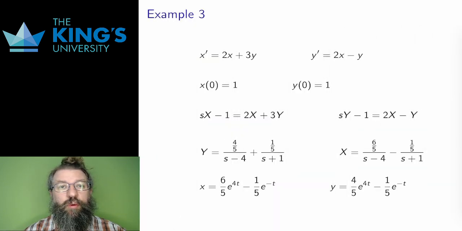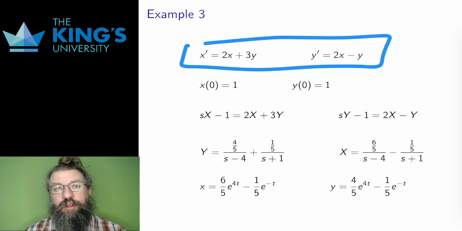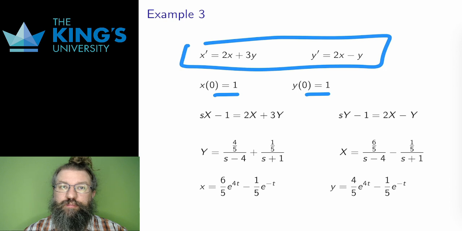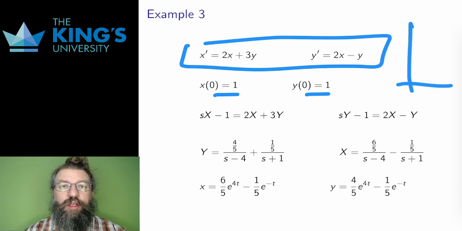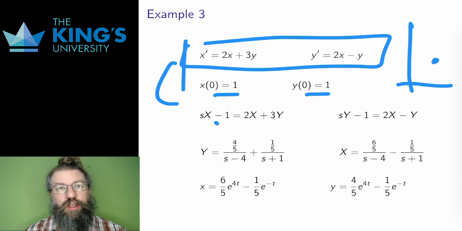Here's another system with initial conditions. x prime equals 2x plus 3y, y prime equals 2x minus y, initial conditions of 1 and 1. Again, think of this initial condition as the point in the phase plane that you start. Apply the Laplace transform. The initial condition shows up negative 1 here, negative 1 here. The derivative turns into multiplication by s. The right sides just change into their uppercase version. Again, a complicated system, but I can solve it.